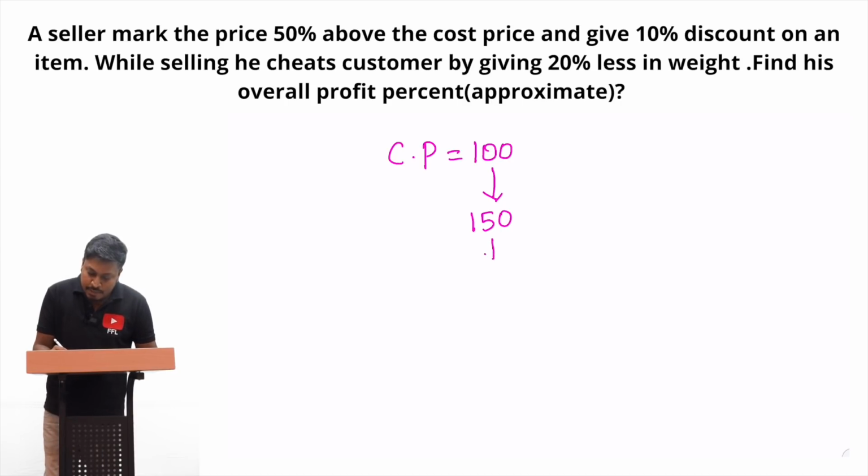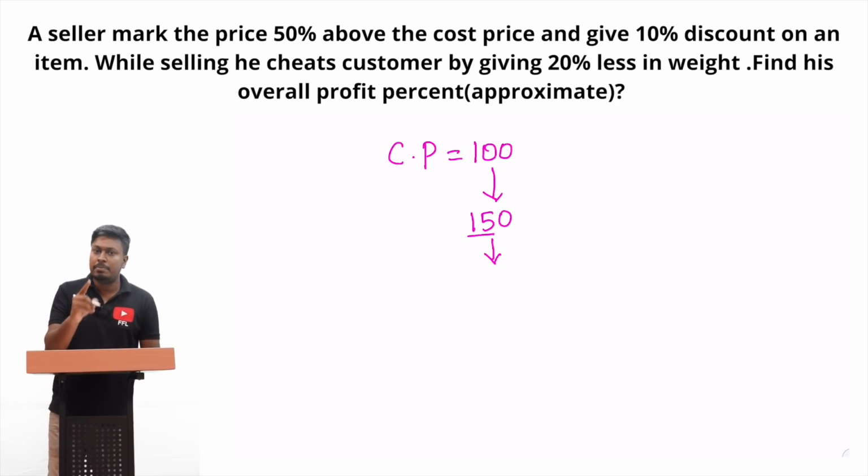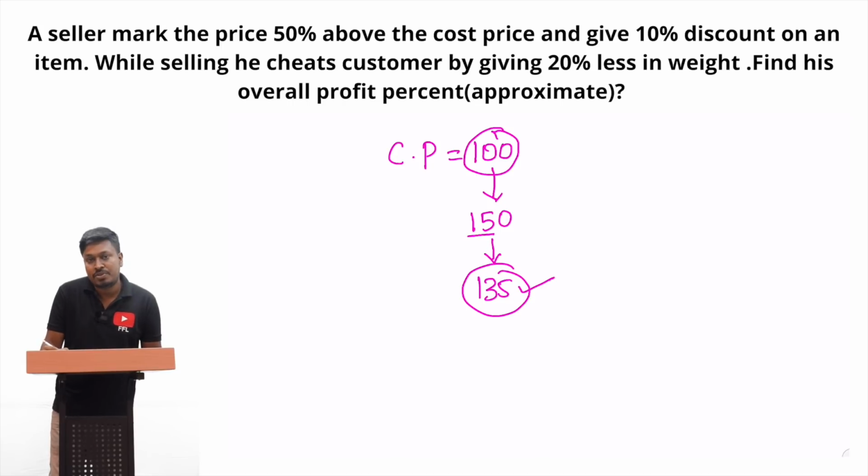And he gives 10% discount on the item. So out of this 150, he is giving 10% discount. 10% means 15 rupees less. If you subtract that 15 rupees, it will be 135. So the cost price is 100 rupees, and after giving that discount, he planned to sell the book for how much? 135 rupees. Now, while selling, he cheats the customer, giving 20% less in weight.